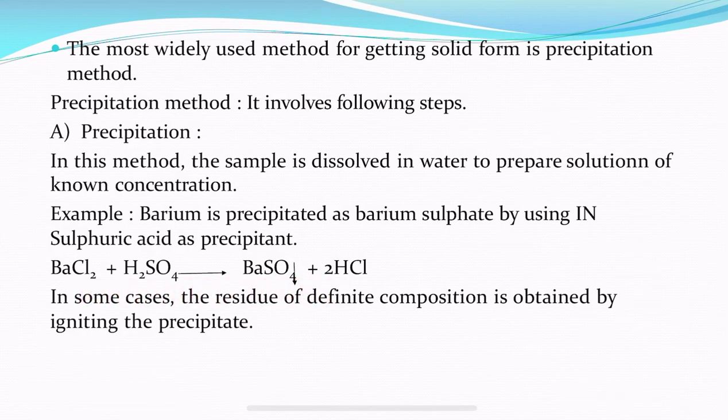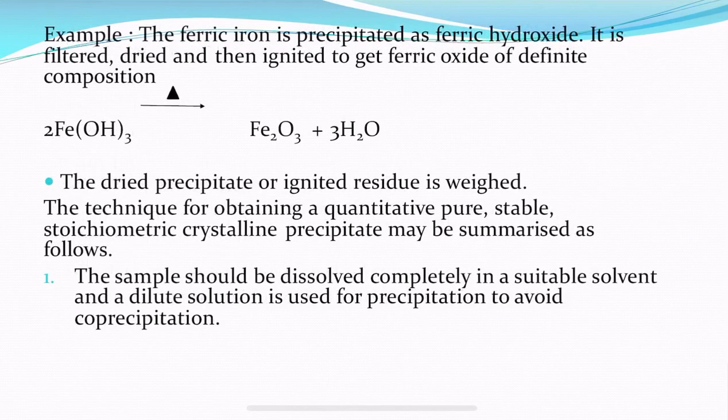In some cases the residue of definite composition is obtained by igniting the precipitate. We will use a heating mantle, keep the crucible in the heating mantle and ignite it. What happens is that the Whatman filter paper or any other impurities present there will be burnt off, and the rest that is left will be our barium sulphate. Okay, so this is one example of precipitation.